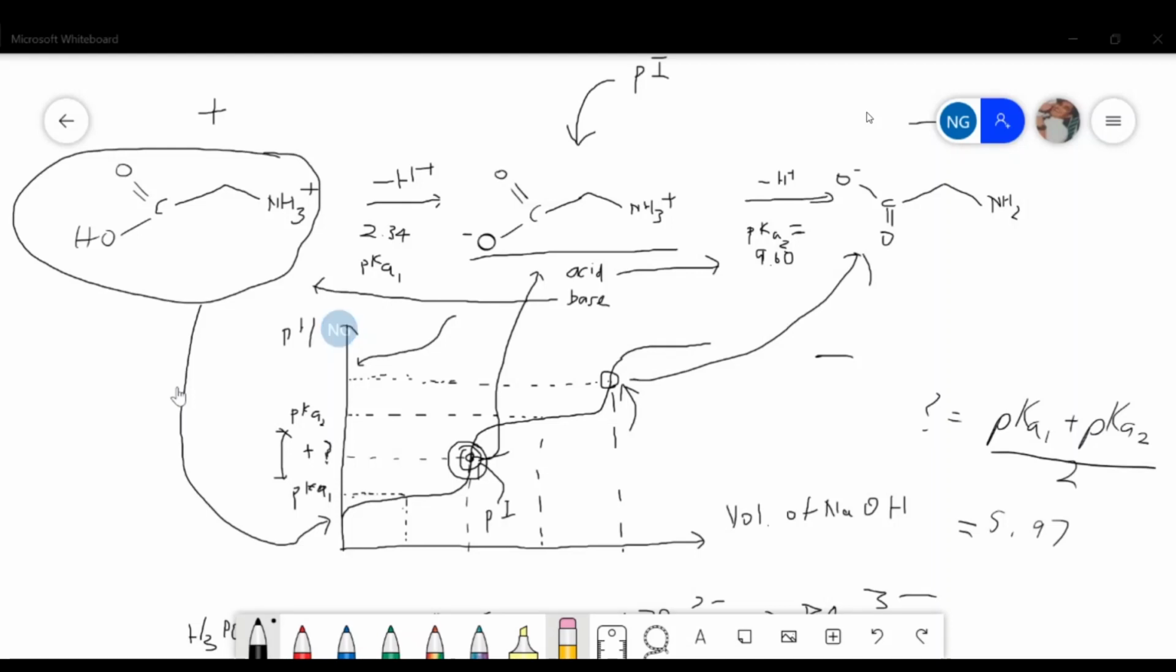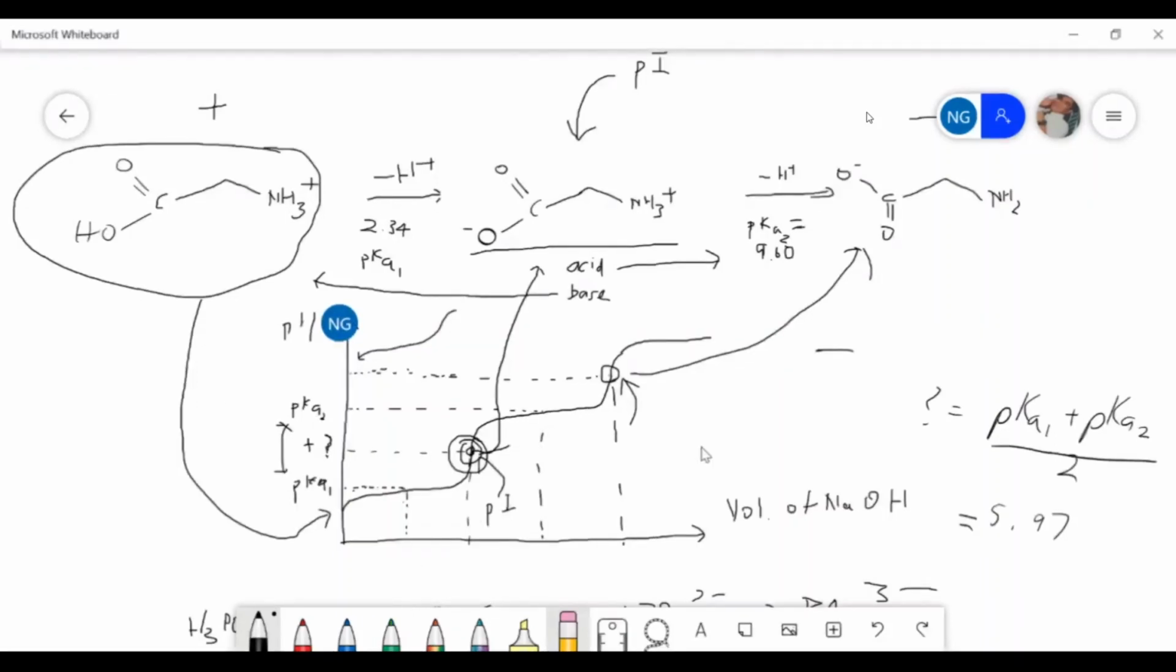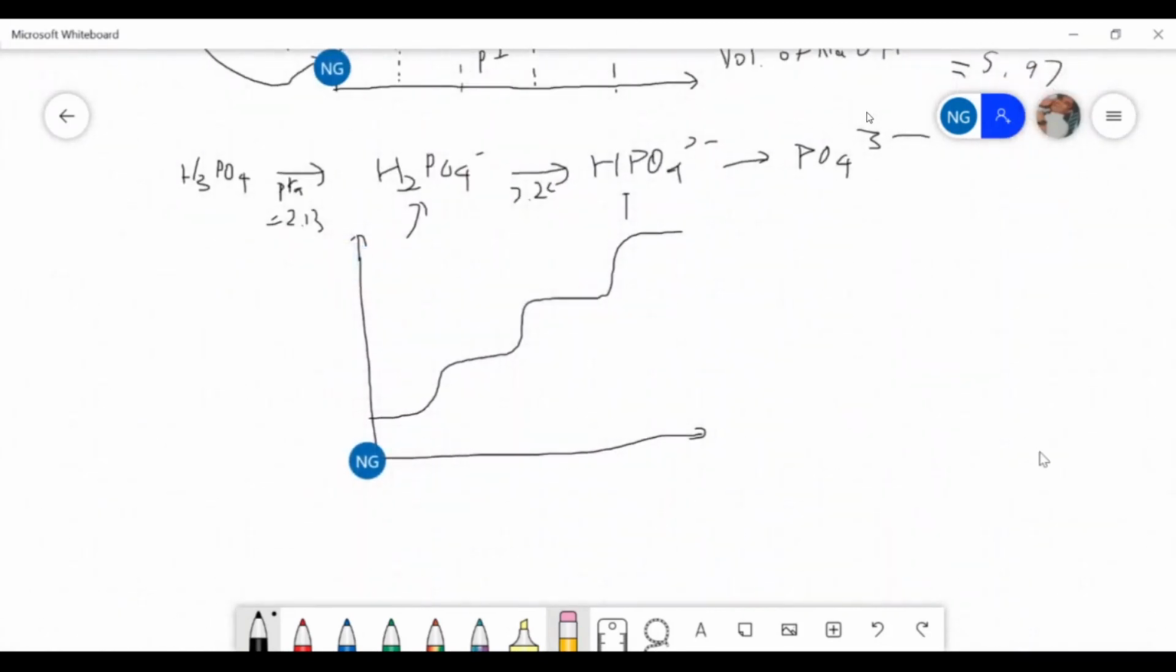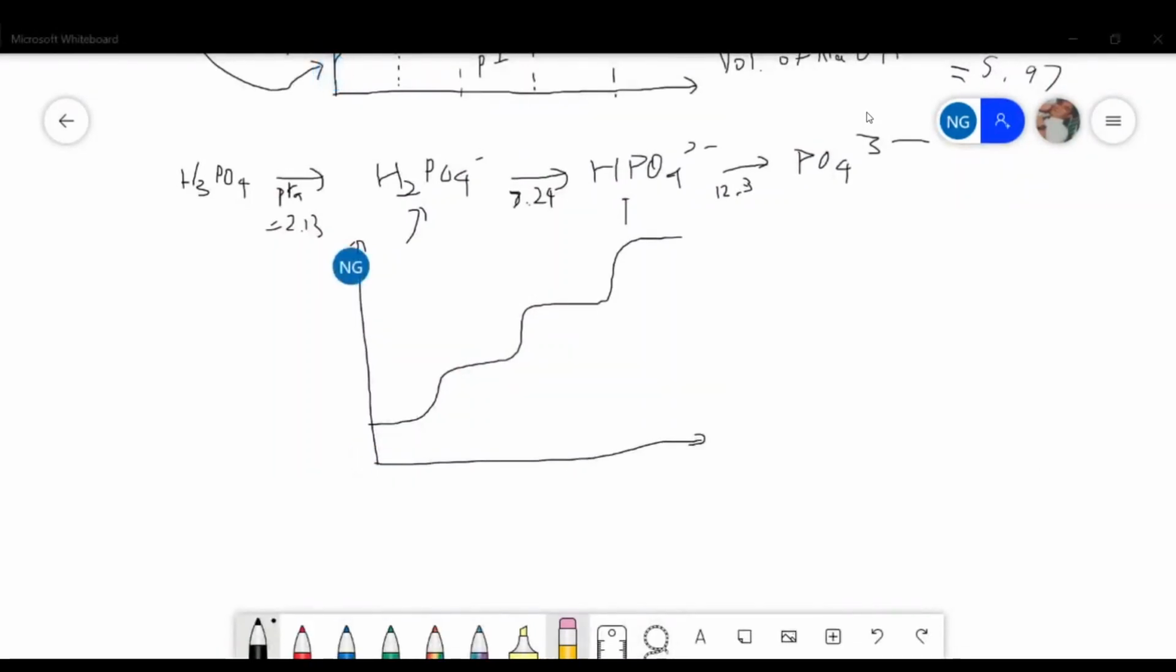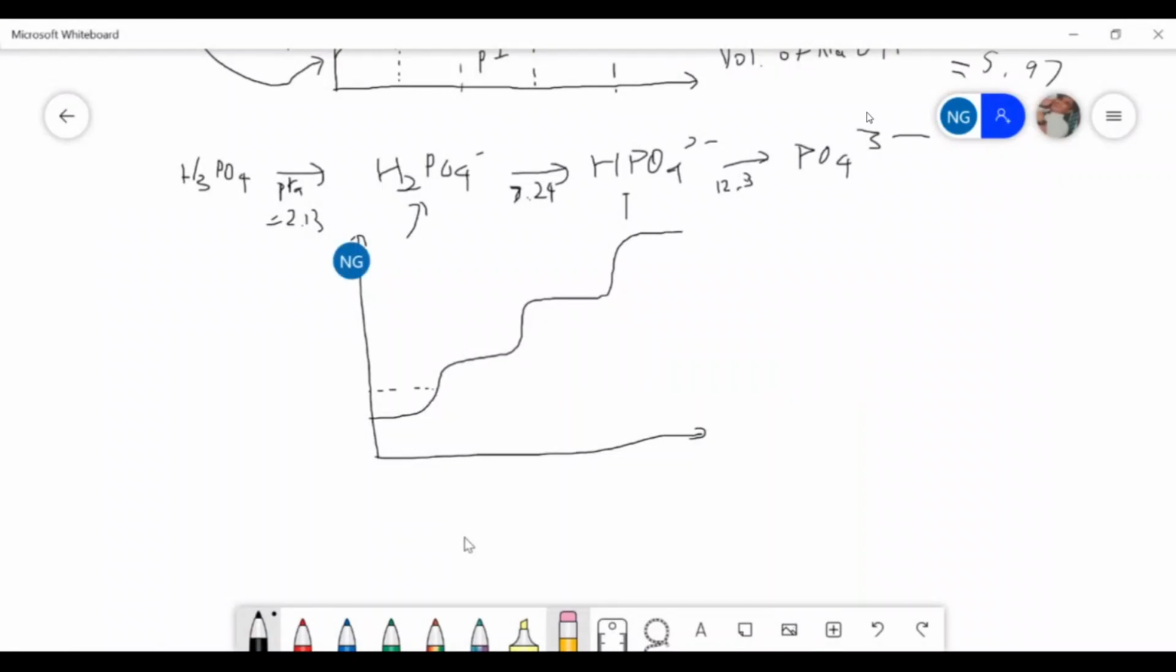This would look like this, right? You see three equivalence points here. And then these two species are amphoteric because they're both acids and bases. And if I'm right, the pK here is like 2.13 or something. This is 7.24, I think. And this is 12.3, I think. Something like that. And so it's actually super easy to calculate these two pHs.